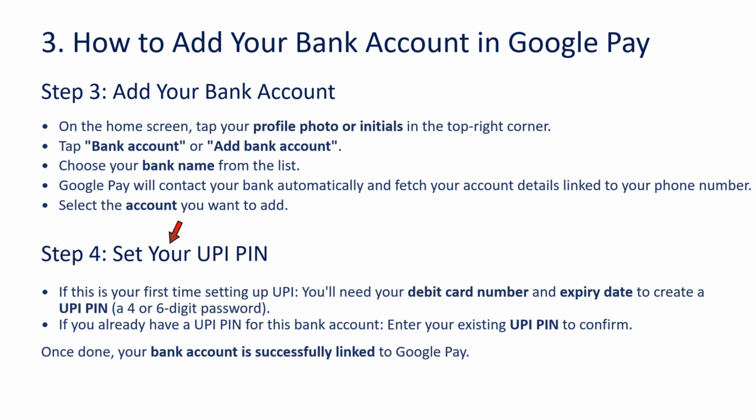Step 4 is set your UPI PIN. If this is your first time setting up UPI, you will need your debit card number and expiry date to create a UPI PIN. UPI PIN is a 4-digit or 6-digit password. If you already have a UPI PIN for this bank account, then enter your existing UPI PIN to confirm. Once done, your bank account is successfully linked to Google Pay.